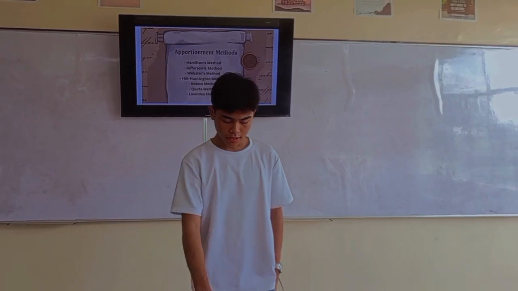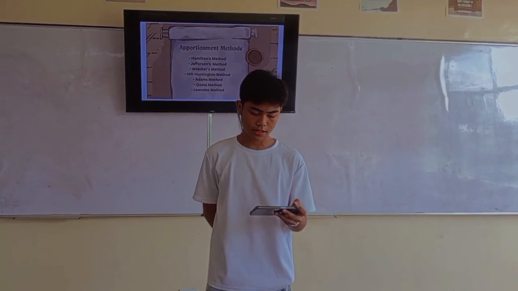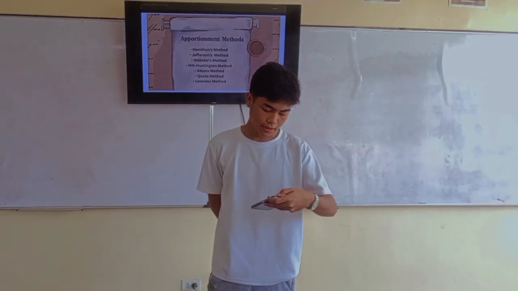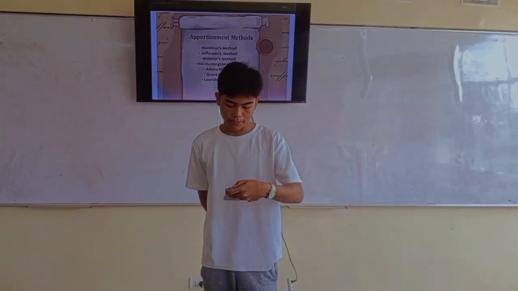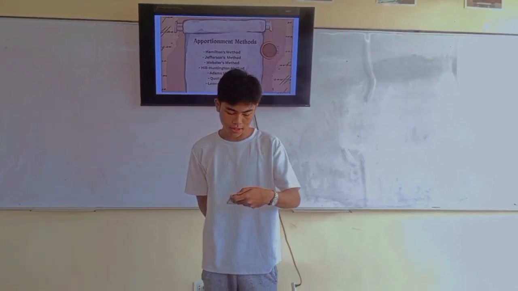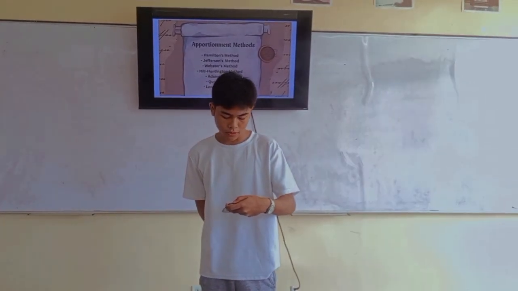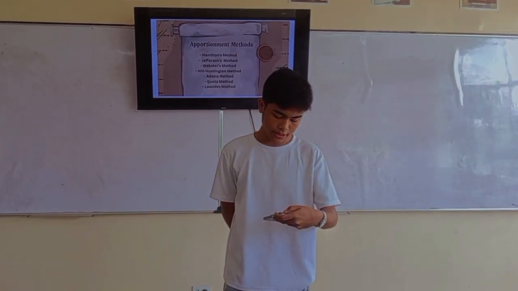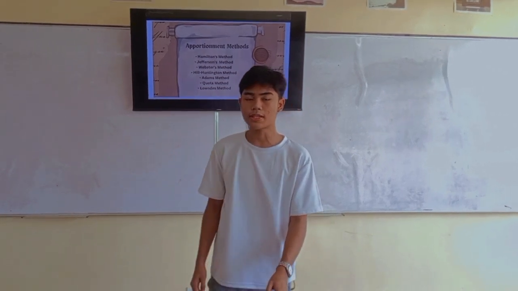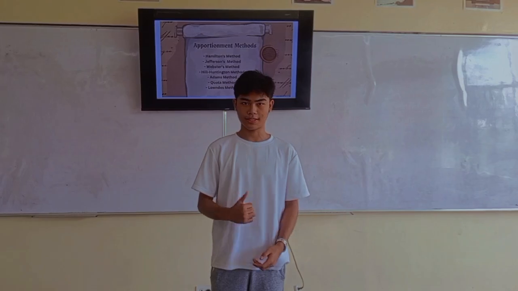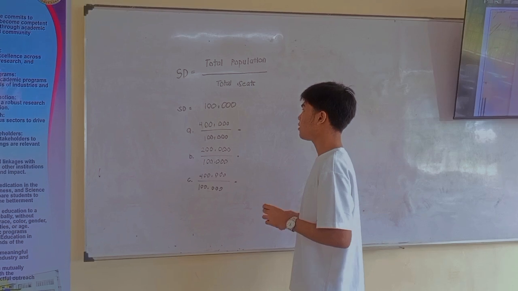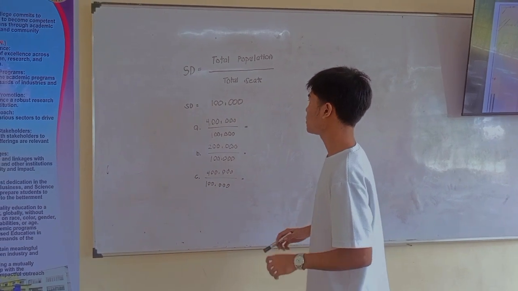Hamilton's method. These methods allocate seats based on population using a quota system. The Hamilton method is a formula used to allocate seats in a proportional representation system. It's a way to divide the seats fairly among parties or groups based on their relative support. So this is the example, and the formula, of Hamilton's method.